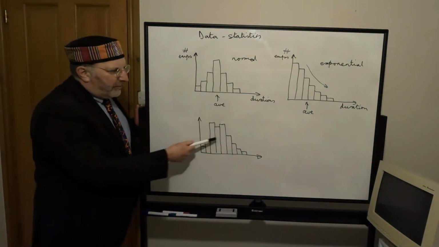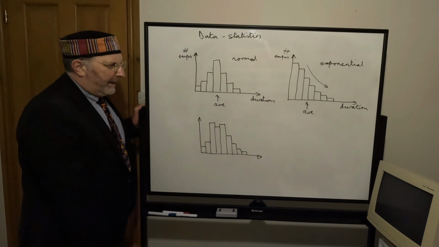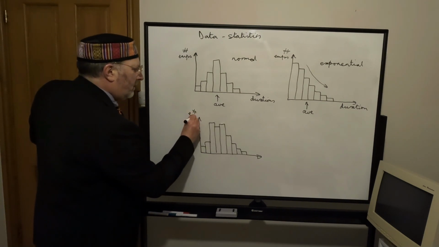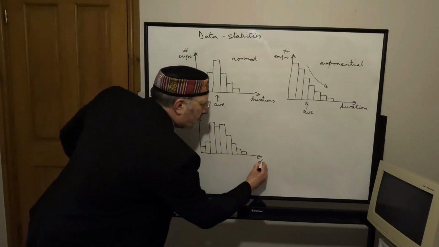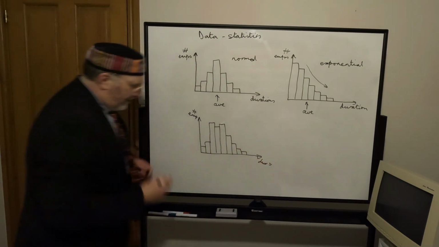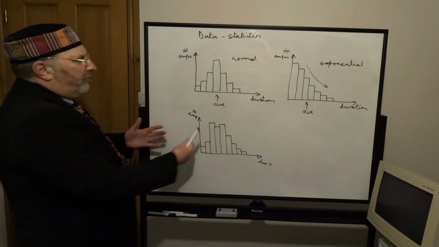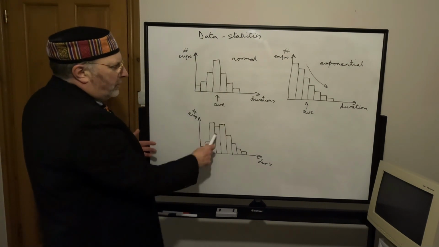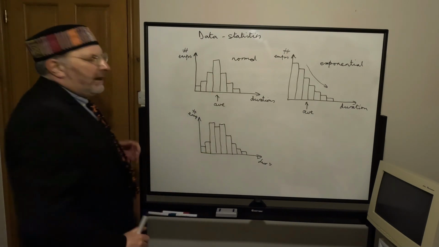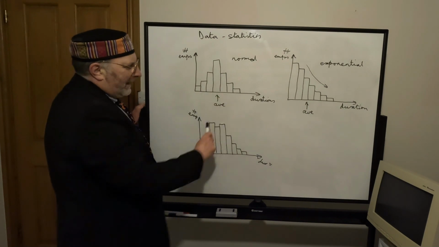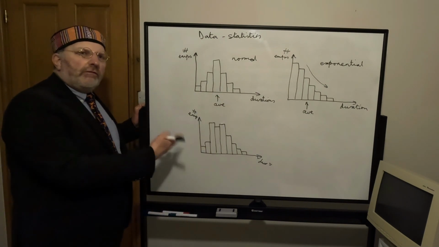So this is a kind of more messy thing that we might get in real life. The number of empires again, and duration. And we'll ask, well, what is this? Is this a normal distribution? It kind of looks a bit like it. And is the reason it doesn't look exactly like a normal distribution just because of a problem with the data?